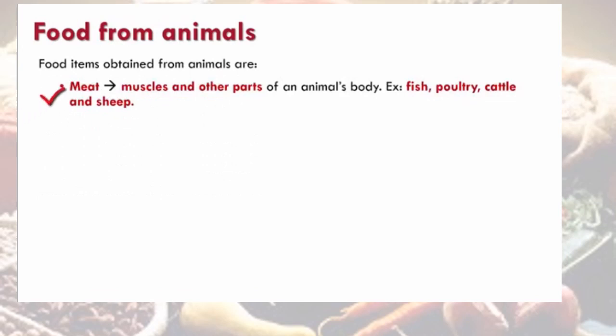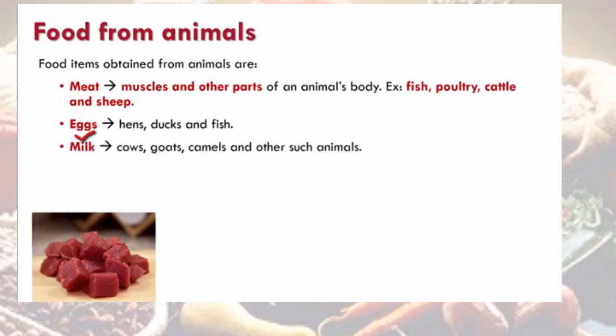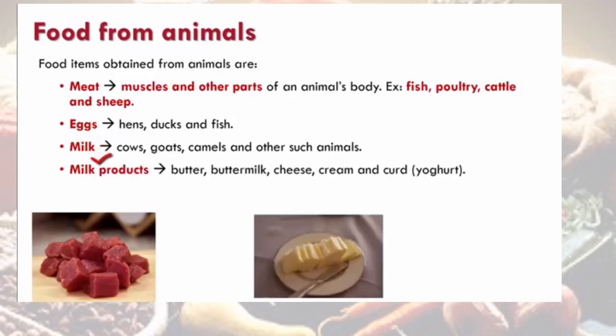Let us now find out what are the various foods that are obtained from animals. First, we have meat. Meat refers to the muscles and other parts of an animal's body that we eat. We may get meat from fish, poultry, cattle, and sheep. Next, we have eggs. These are obtained from hens, ducks, and fish. Third one is milk and its produce. These are obtained from cows, goats, camels, and other such animals. Some milk products are butter, buttermilk, cheese, cream, and curd, which is also known as yogurt.